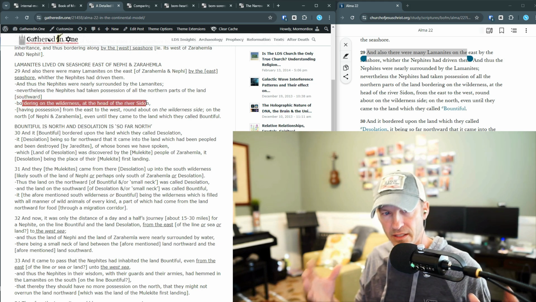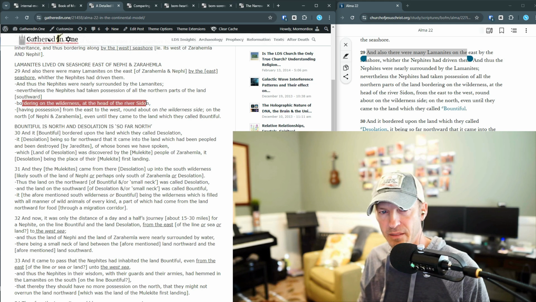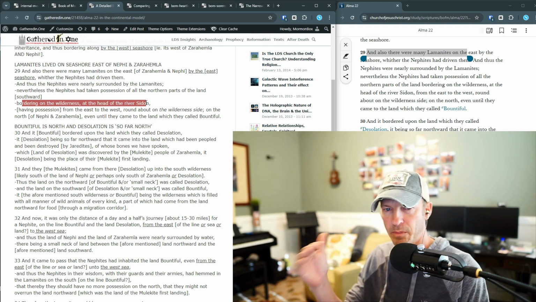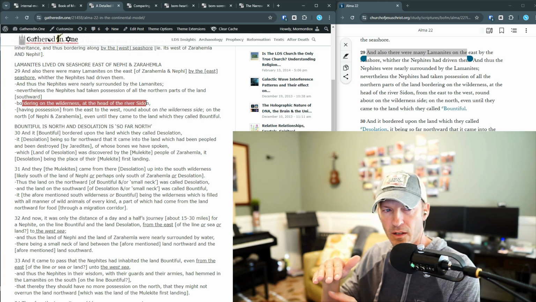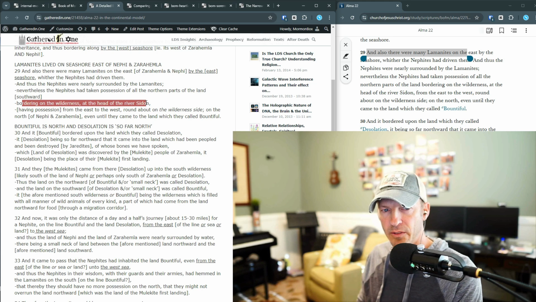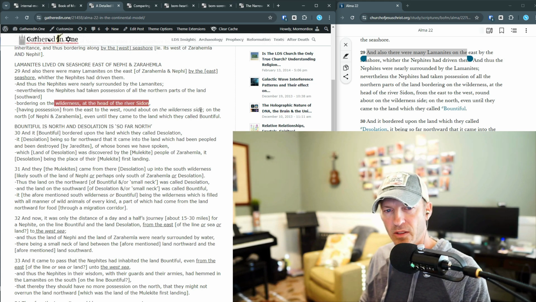All right, so this, I think, is talking about where the Nephites have taken possession. So maybe all the northern parts of the land of Nephi, maybe all the northern parts of the land southward. We're going to find out. So the Nephite lands go bordering from the wilderness at the head of the river Sidon. We already established that wilderness is the narrow strip of wilderness. That's where the head of the river Sidon and Manti are, right? So having possession from the east to the west, roundabout on the wilderness side.